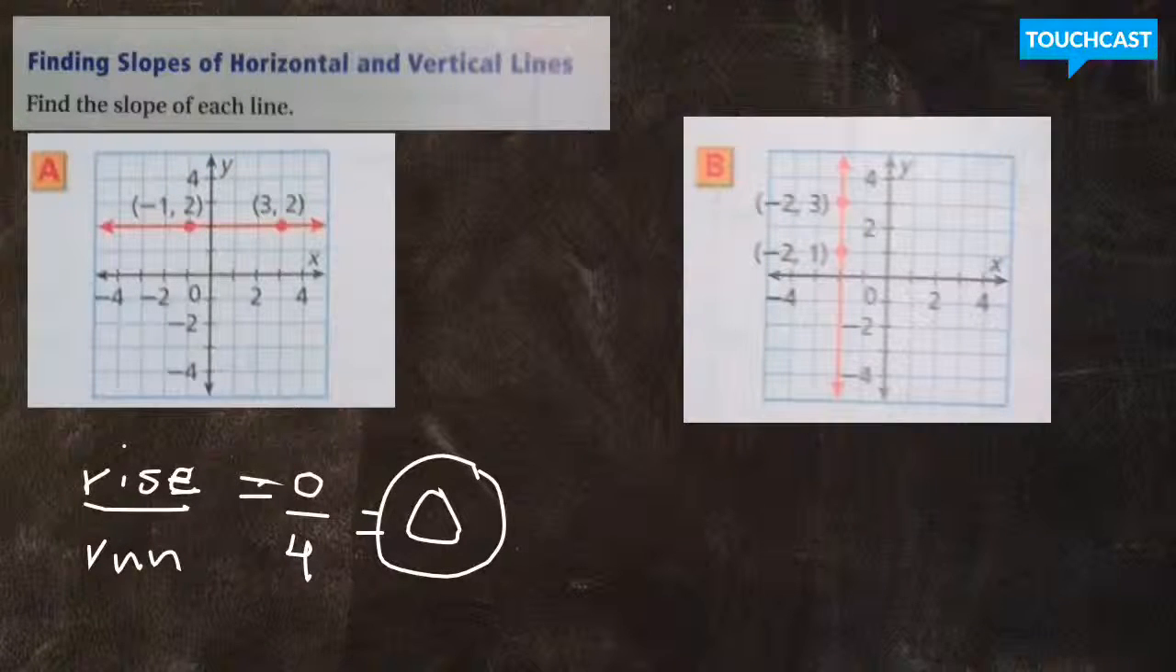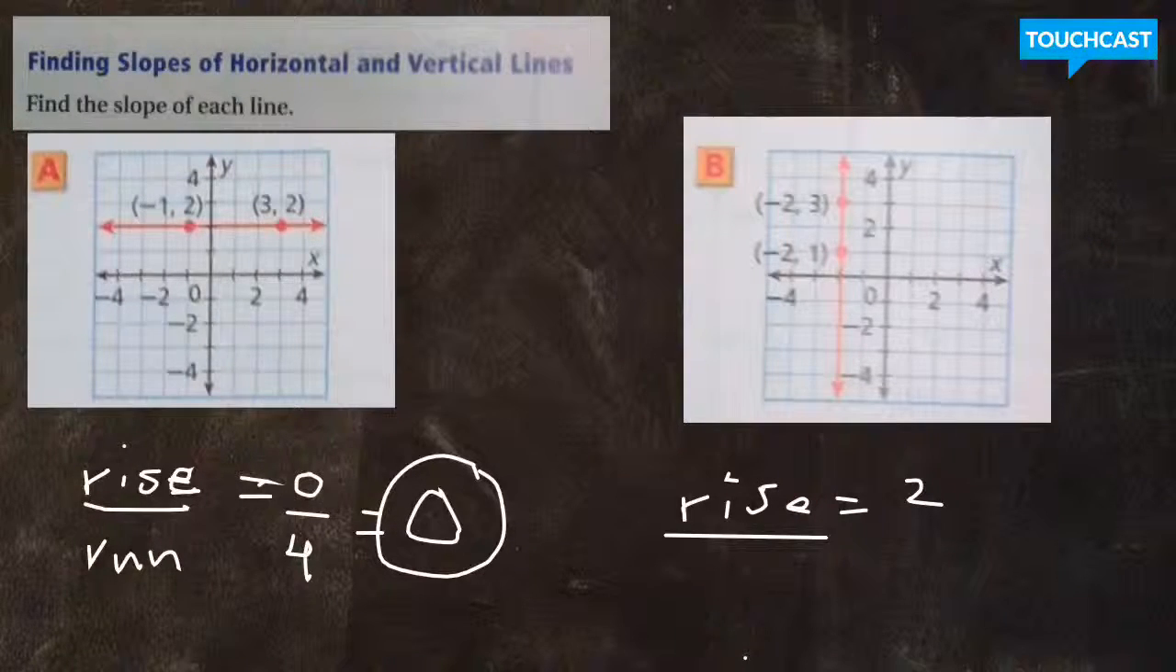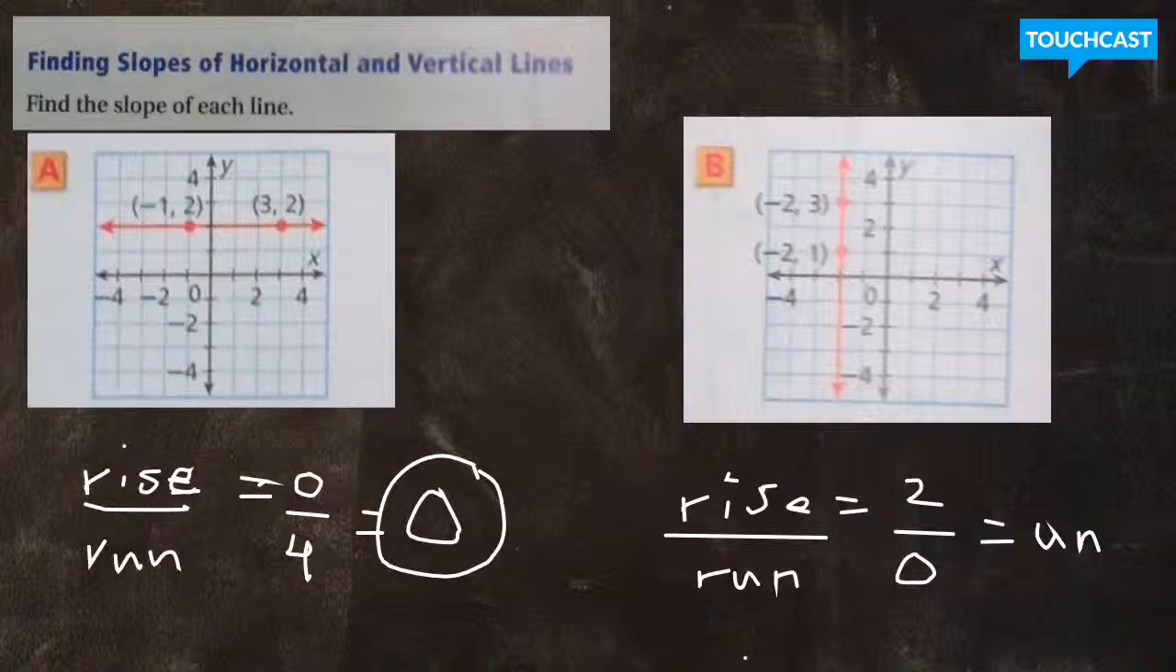If we're looking at a vertical line, where it goes through the points (-2, 3) and (-2, 1), our rise is 2 over, there is no run here. We don't go left or right at all. So our run is 0. We can't divide by 0, so we call this slope undefined, or just UND for short. All vertical lines have an undefined slope. All right, let's move on.